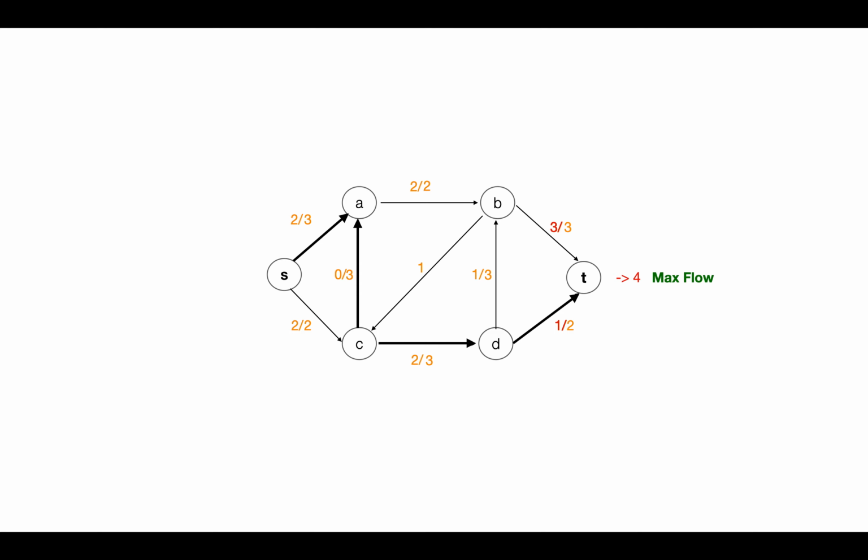So now if we create the updated residual network for this network, we won't find any augmenting path. So this was the core part of Ford-Fulkerson. Now let's see how we are actually going to implement this. We are not going to move back and forth between the original network and the residual network. Instead, from the beginning, we are only going to stick to the residual graph.